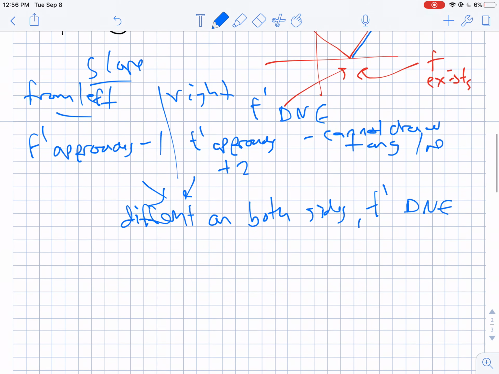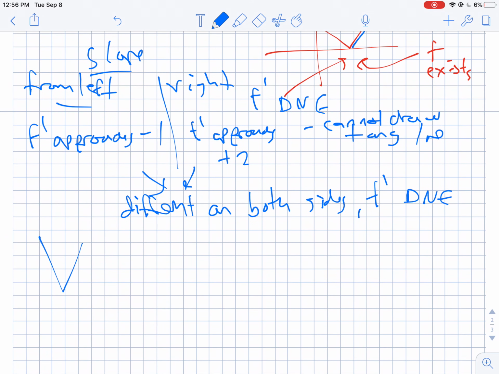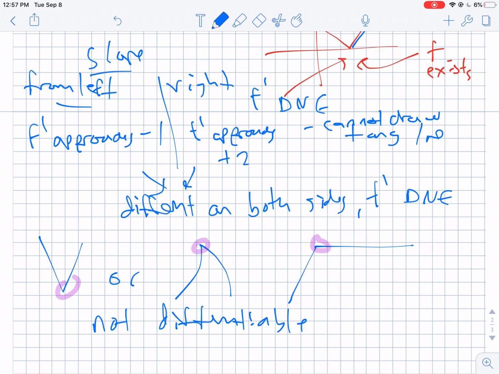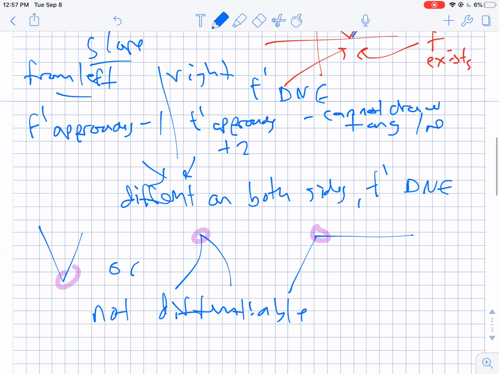So in any of these cases, whether it's a sharp corner like that, or a shark fin type thing where it turns quickly, or maybe goes like that and then flattens out, in any of these cases where you have a sharp corner, that is not differentiable. And again, that is because the slope approaches two different values from the left side and the right side.